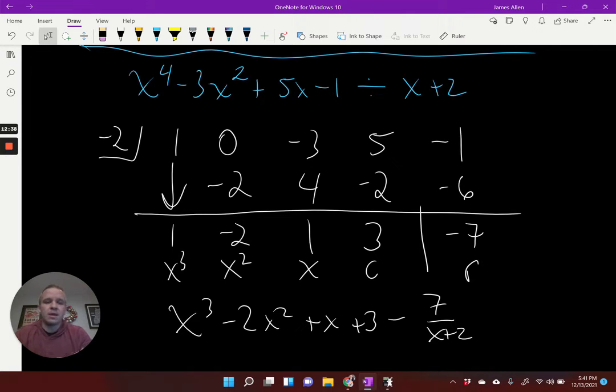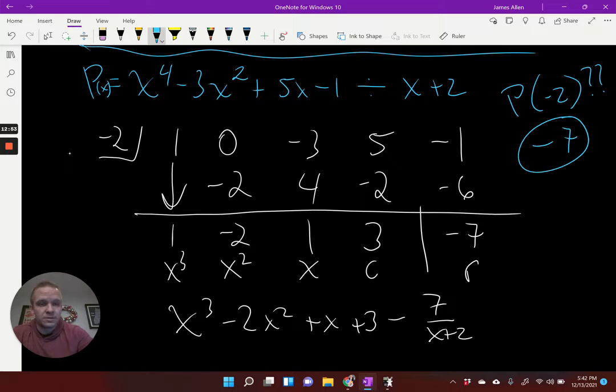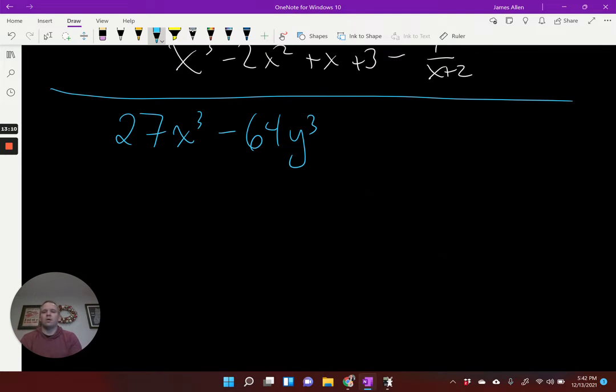We could say, if this was a polynomial, let's say this is p of x, what's p of negative 2? Well, that would be negative 7, right? Our remainder is equivalent to what we get when we do direct substitution. So if I substituted in negative 2 to this, I'd get a remainder of negative 7. So a lot going on here, a lot of things that we could ask you. I think that's pretty much it with synthetic division.